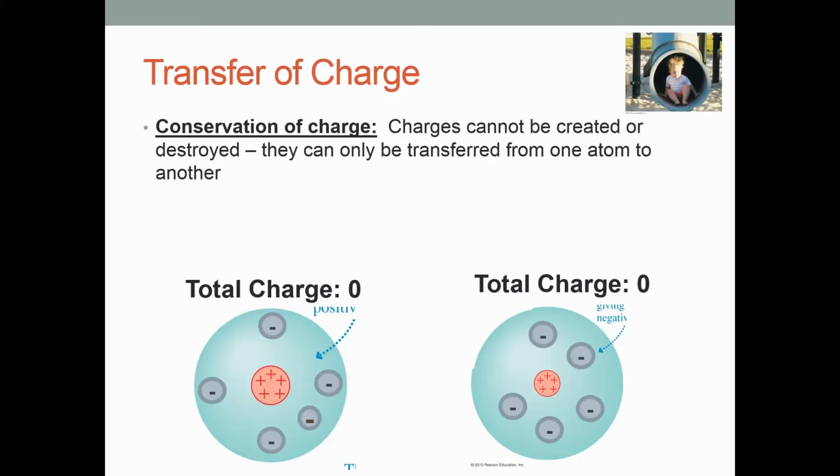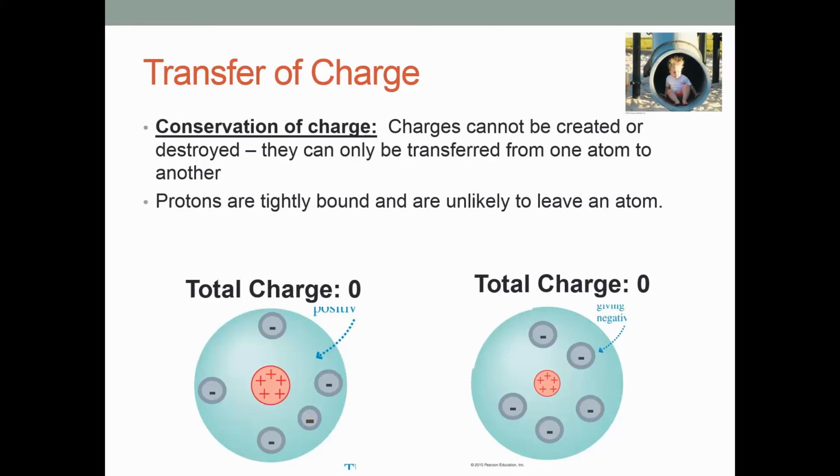Another big idea that we use in electrostatics is that charge is conserved. Charges can't be created or destroyed, so when we create a charged object, we haven't created charge. All we've done is moved charge from one object to another. So let's suppose we have two atoms that are neutral. They both have an overall net charge of 0. They have 5 positive charges and 5 negative charges, so that the sum of charges is going to be 0 for each. Now the protons are going to stay inside the atom. They're tightly bound. They're not likely to leave the atom unless there's some deeper nuclear reaction. We're not going to be talking about that in electrostatics.